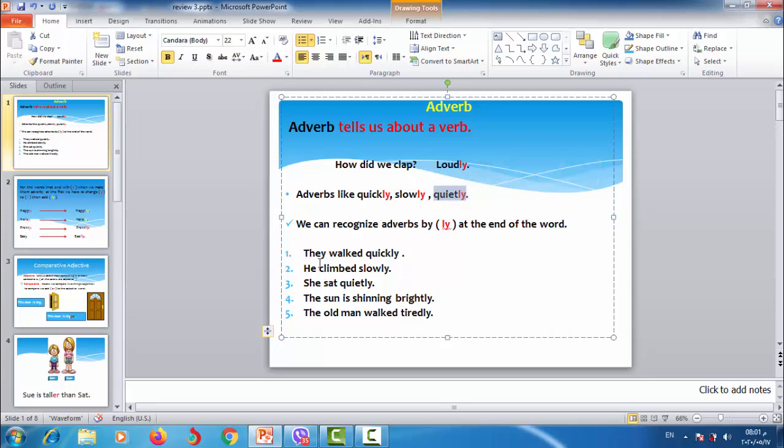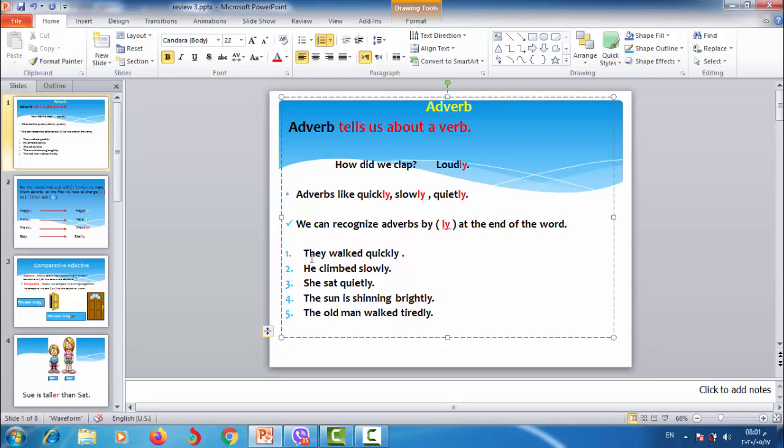Look at these examples. They walked quickly. Look, quickly is the adverb. Besides, it tells us about the verb, which we can ask it, how did we walk? Quickly. And also we can recognize adverb by what? ly. He climbed slowly.